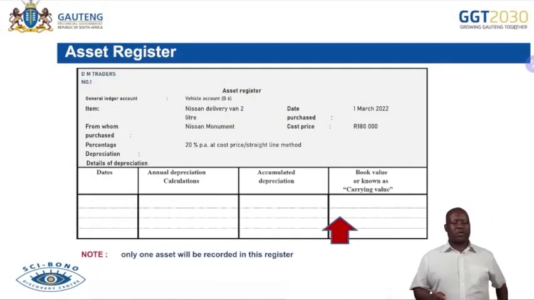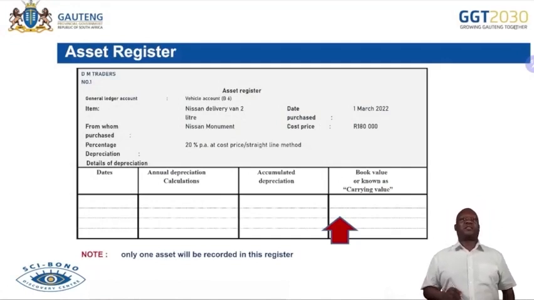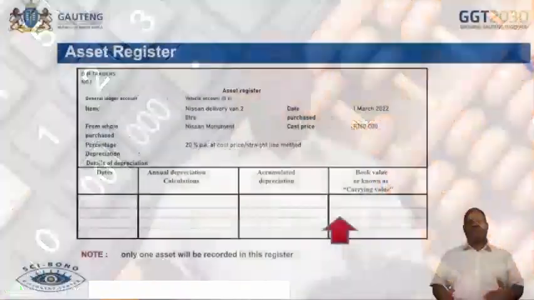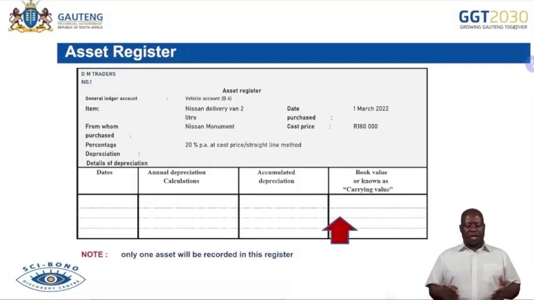I'm not going to spend much time on that, but you can see all the details that we have been saying must be on the asset register have been brought onto this asset register. We can even see what asset this is. It's a vehicle, Nissan delivery van number 2, a 2-liter vehicle. And where did we buy it from? Nissan Monument. So you can see the date purchased, the cost price, and everything is included.